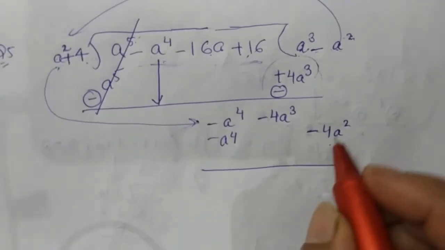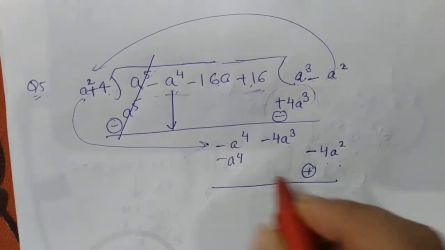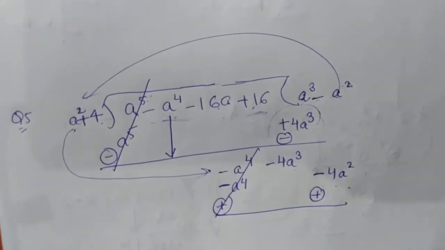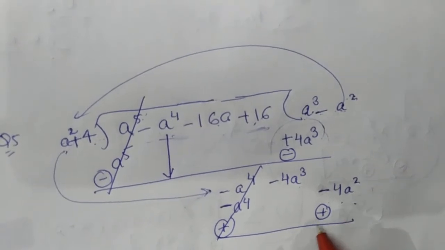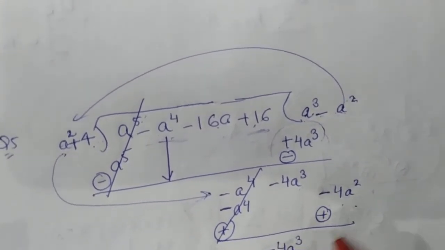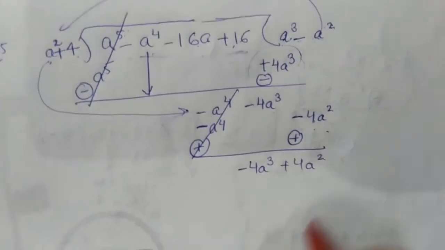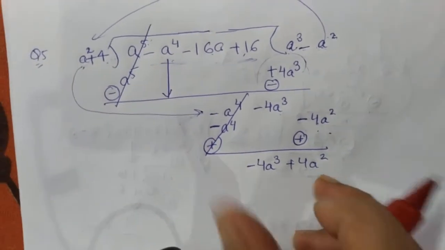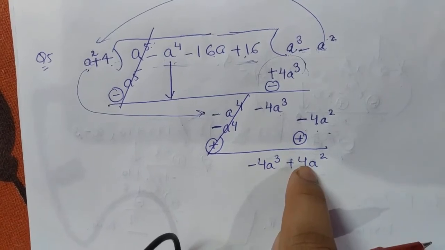Let's perform the subtraction. It was a negative sum, so it will become plus. It is also a negative term, so it will become plus, and they will be cancelled. And here what you are left with? I am having this minus 4a cube, and I also have a positive 4a square term. Since I am already having 2 terms over here, so I am not going to call anything from above. I have two terms with me now.